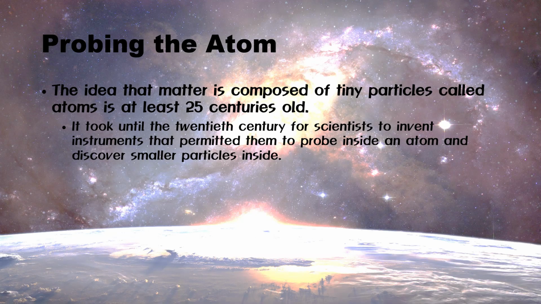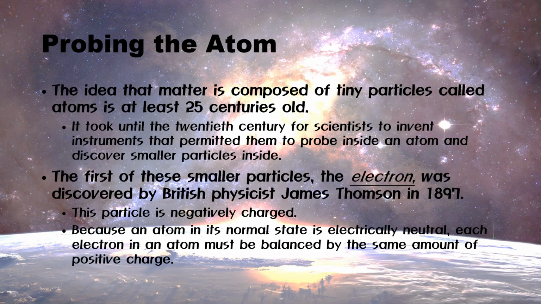Like, we knew there were things like iron and tin and stuff like that, but until we had the tools to be able to look inside those, we weren't able to really formulate what made an atom an atom. Now, the first of these smaller particles, the electron, was discovered by British physicist James Thomson in 1897. This particle is negatively charged. Because an atom in its normal state is electrically neutral, meaning it's not an ion, each electron in an atom must be balanced by the same amount of positive charge.